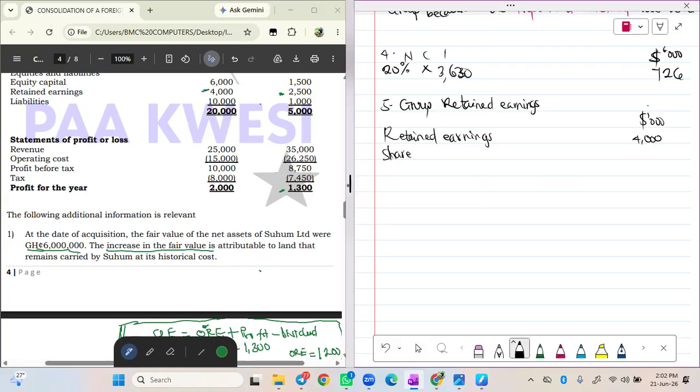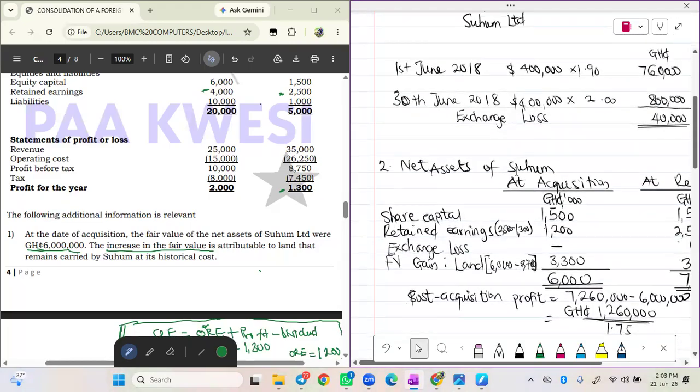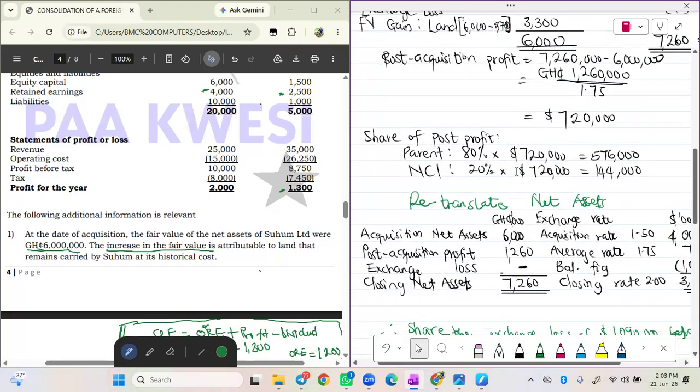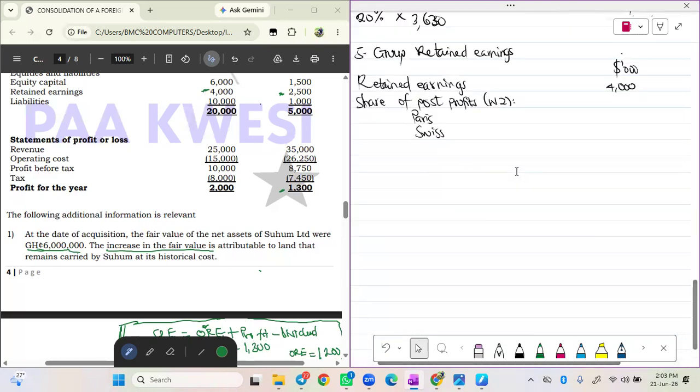You have two subsidiaries. You have Paris and what? Suez. And for Paris, you realize that the parent share of profit. Hey, I'm doing the third question. Sorry. It is just one this thing.